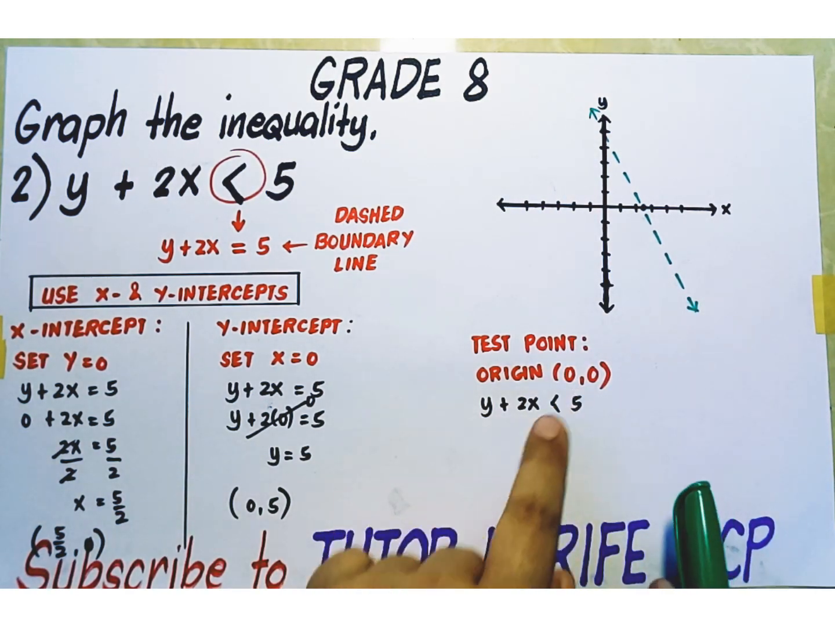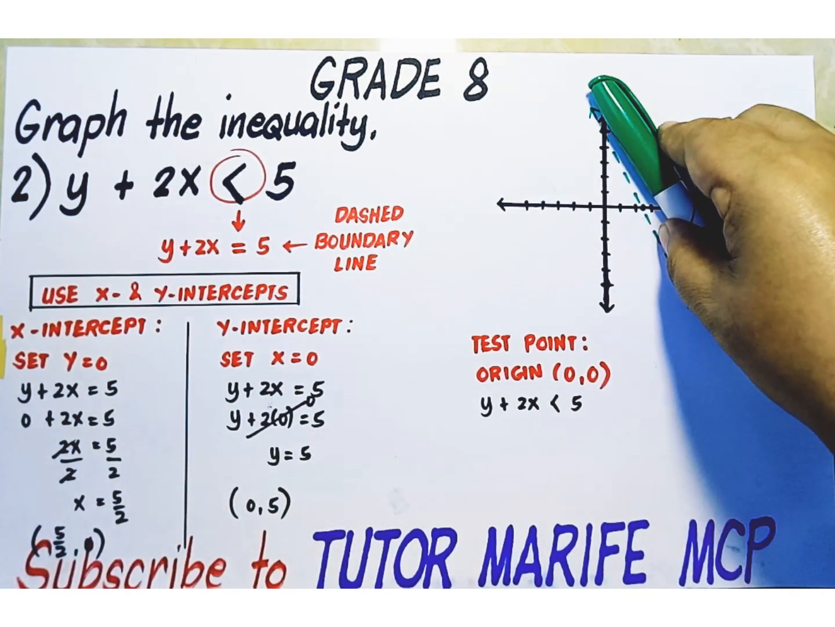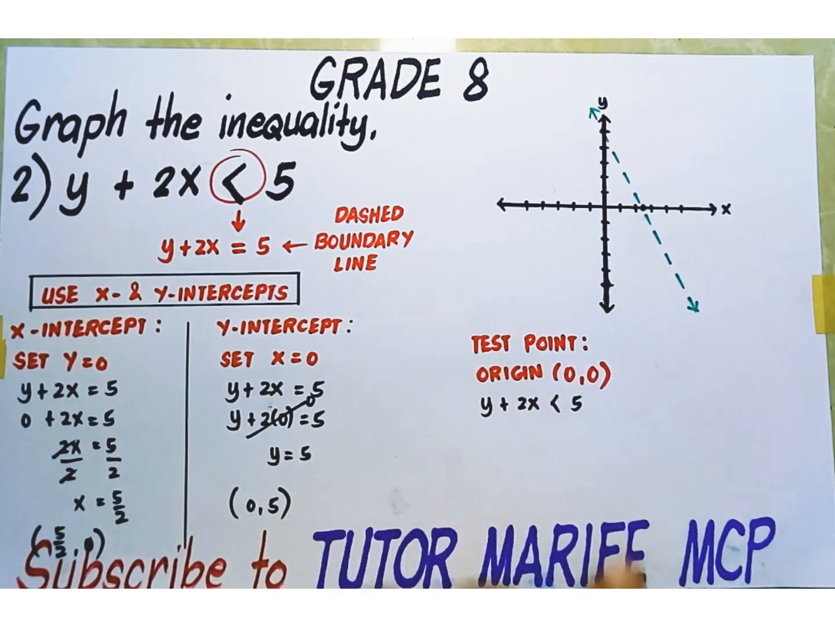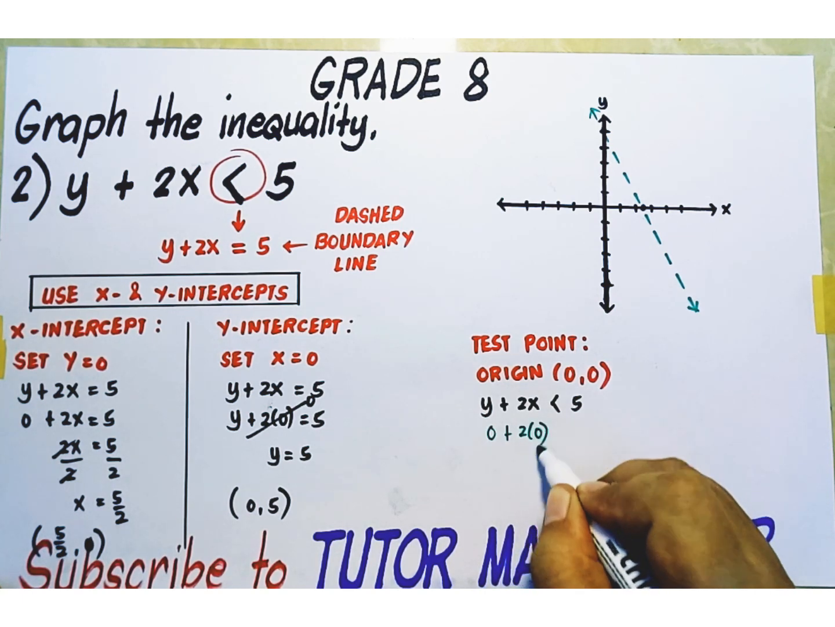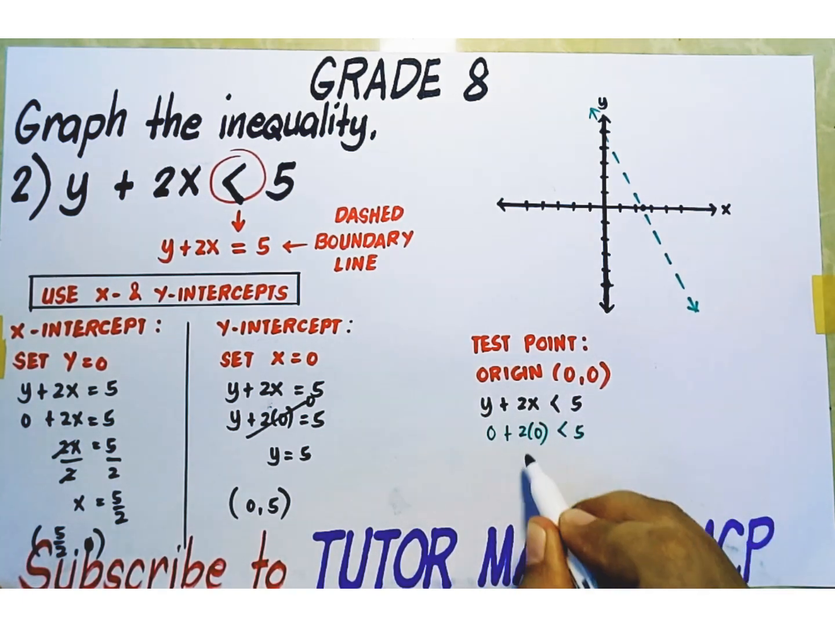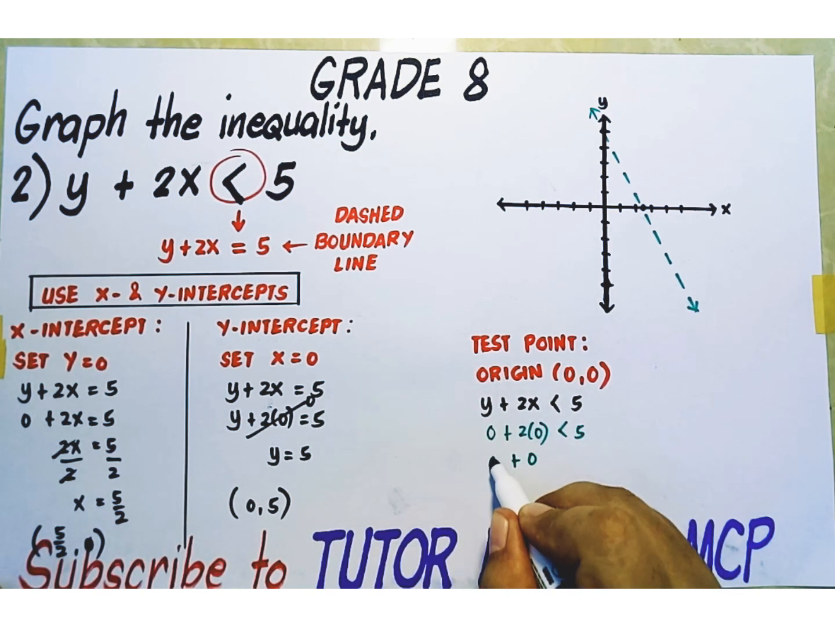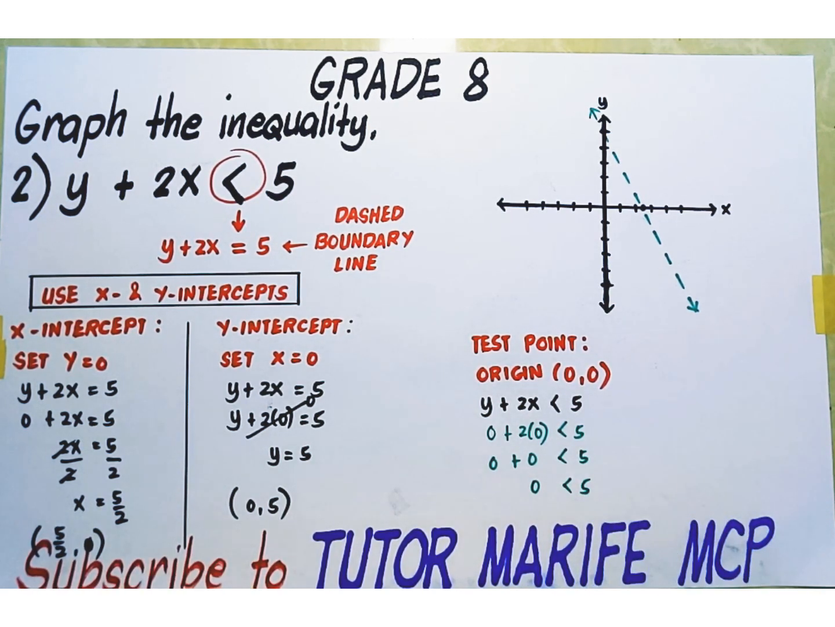If these coordinates do not satisfy the inequality, then we are going to shade the region that does not contain the origin. So let's replace x and y with 0. 0 plus 2 times 0 is less than 5. Any number multiplied by 0 is always equal to 0. 0 plus 0 is equal to 0. 0 is less than 5. Is this a true or false inequality statement?